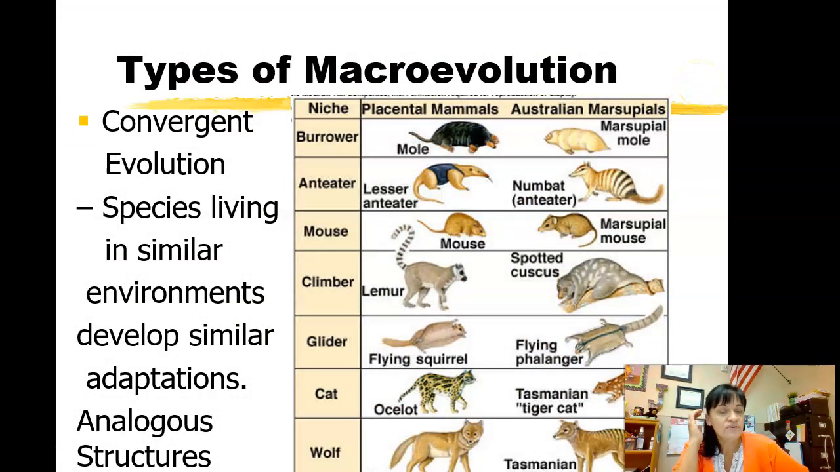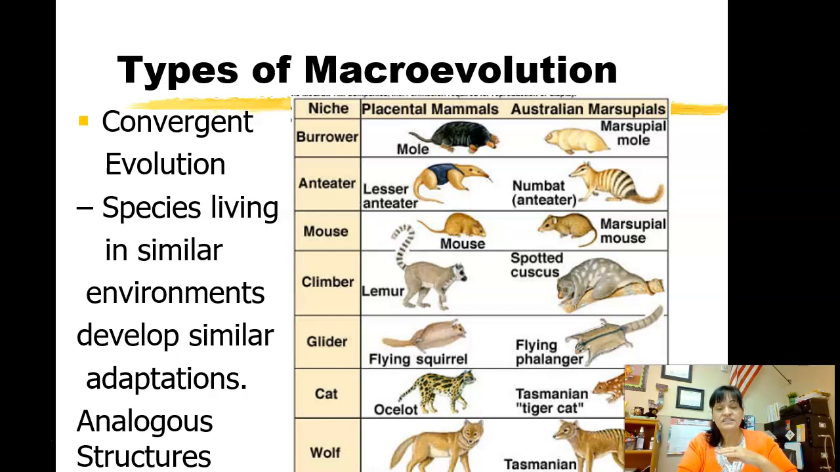We have convergent. If you converge, you're like coming together, right? So convergent evolution is species living in similar environments that develop similar adaptations to each other. And these are the analogous structures. I had you write some notes from the time before on analogous structures as opposed to homologous structures, right? And the vestigial structures. So analogous means same function, but different form, okay? And it comes from a different common ancestor.